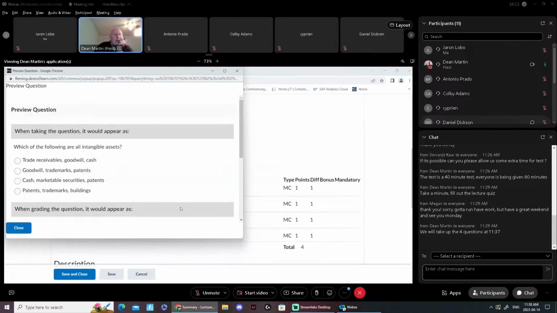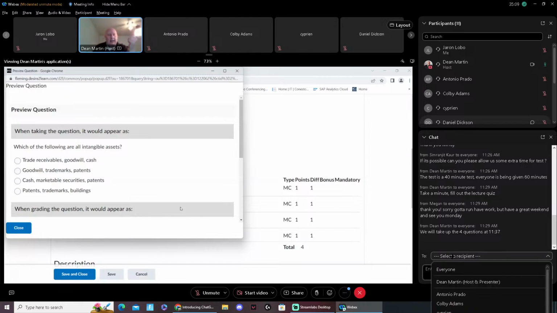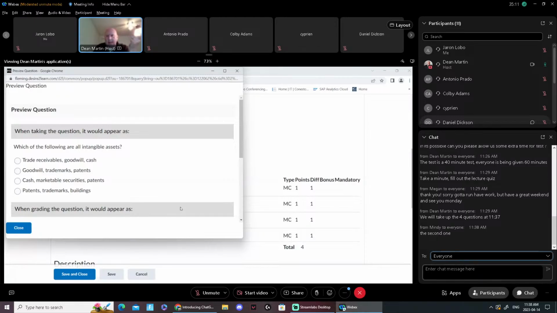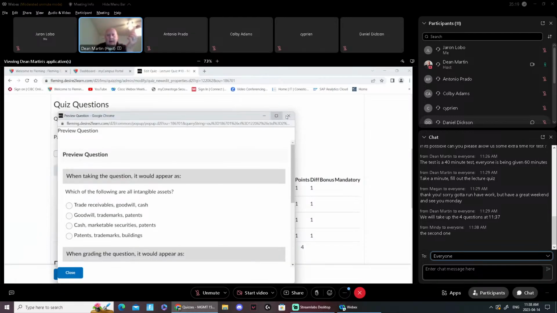Which of the following are intangible assets? Anyone want to throw the mic on and tell me which they think? Or throw it in the chat. Which of the following are intangible assets? Receivables, goodwill, cash. Mindy says the second one. Goodwill, trademarks, patents. Mindy is correct. Great work.